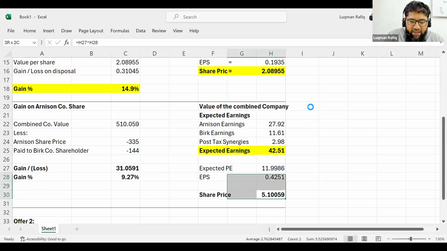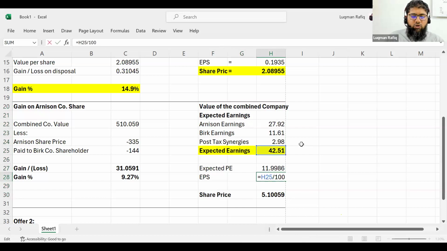Now, just show me a thumbs up or something if you are okay till here. Kindly, please. Hello, are you all okay till here? Then I'll explain the gain on Arneson. Okay, sure, you can see the EPS cell. Here you go. The EPS cell is the total earnings divided by 100. Why 100? Because there are 100 million shares in Arneson company.